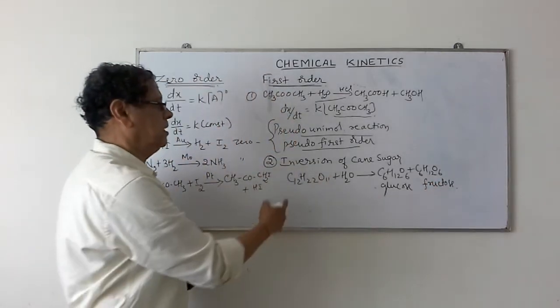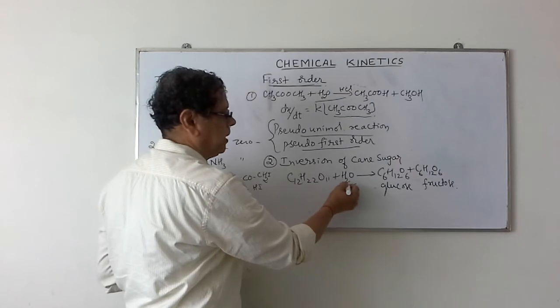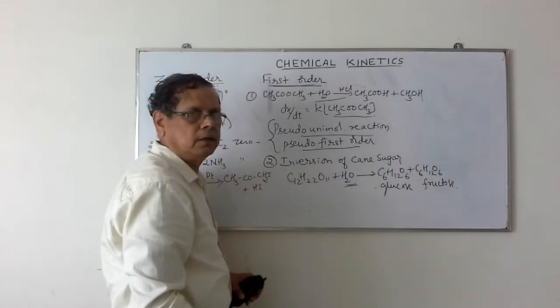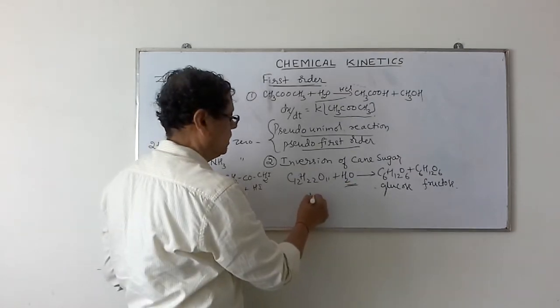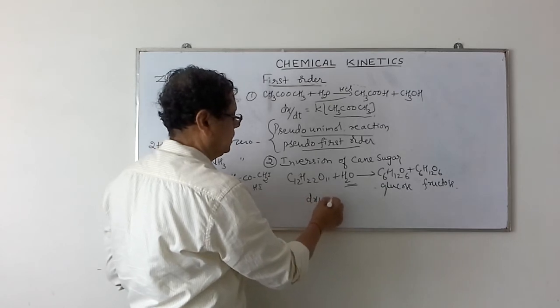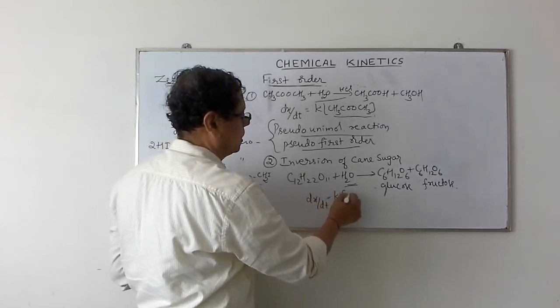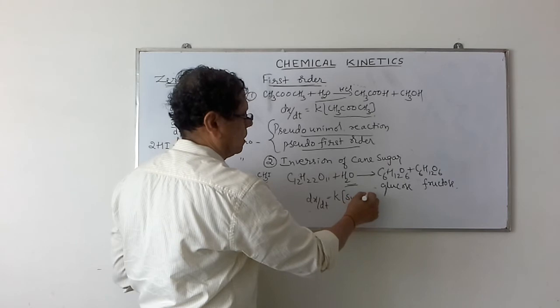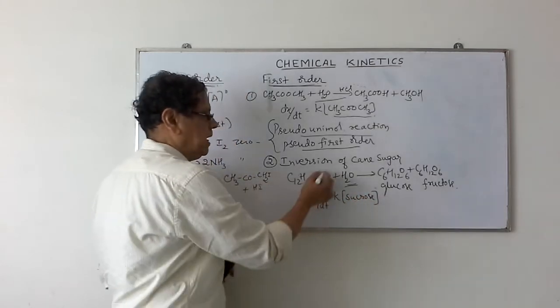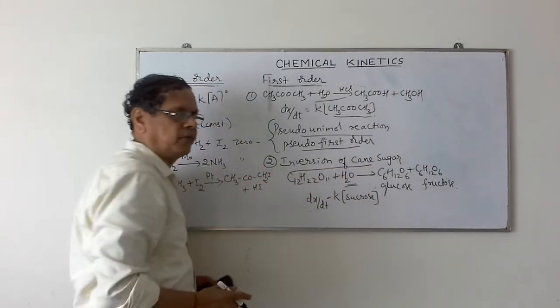So such a reaction again does not depend on the concentration of water. So the velocity, that is dx by dt, is equal to k into the concentration of sucrose. So such a reaction is called the inversion of cane sugar.